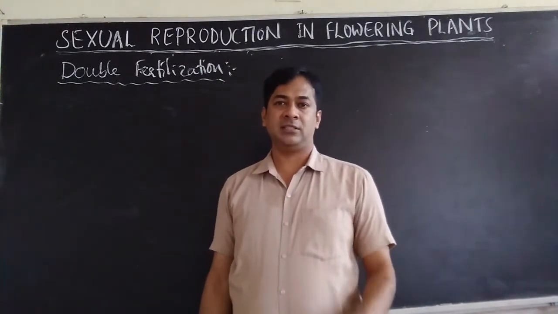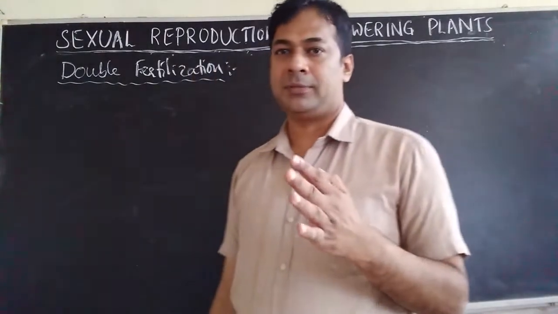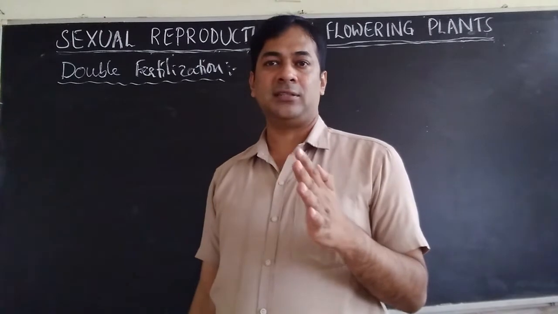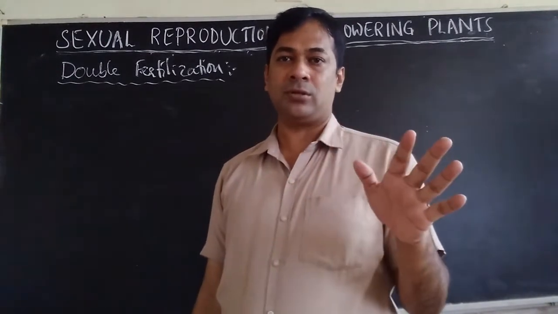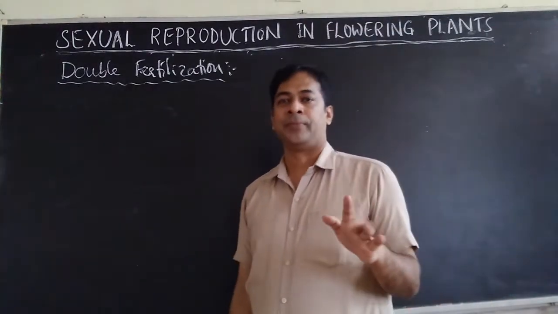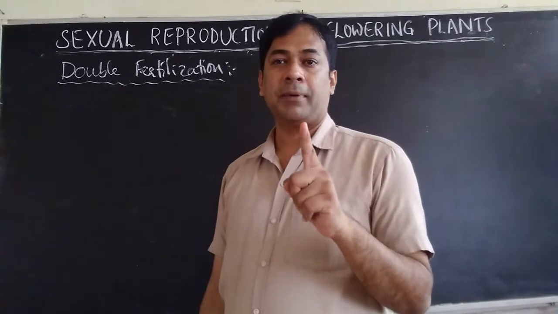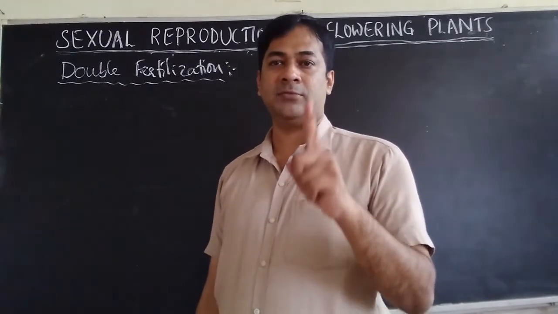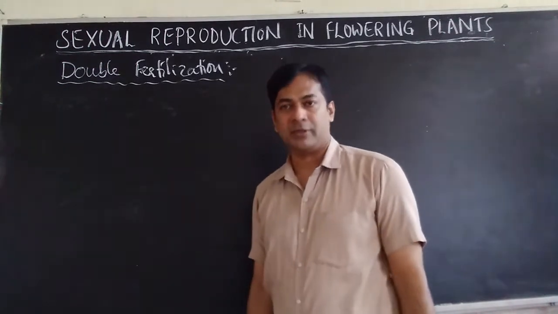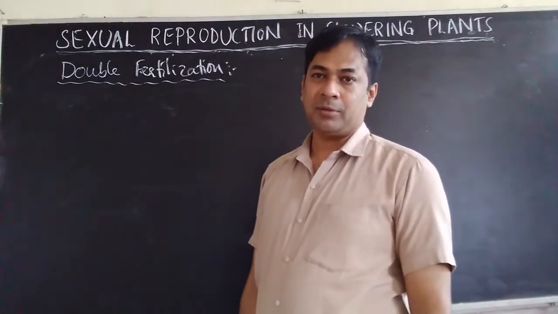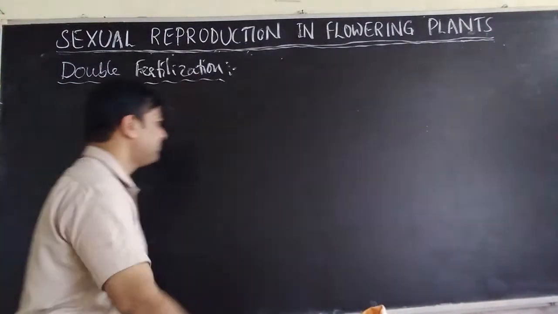Double fertilization and triple fusion is a characteristic of angiosperms, because this type of fertilization is not there in any other organisms. Even in other plants this type of reproduction is not there. Only in angiosperms, that is flowering plants, only in the plants which produce flowers, this fertilization is called double fertilization, triple fusion. We have already learnt in the last class. Once again we will see what we have learnt.